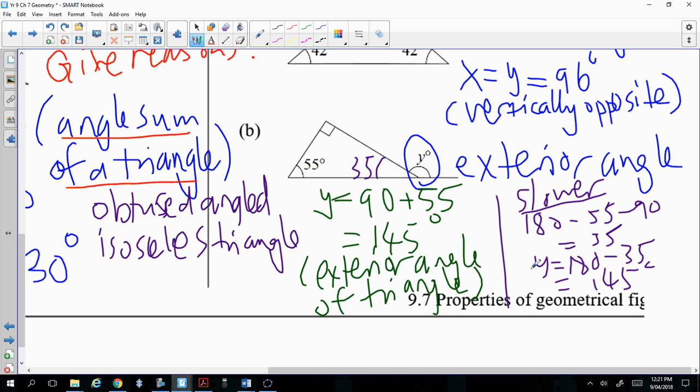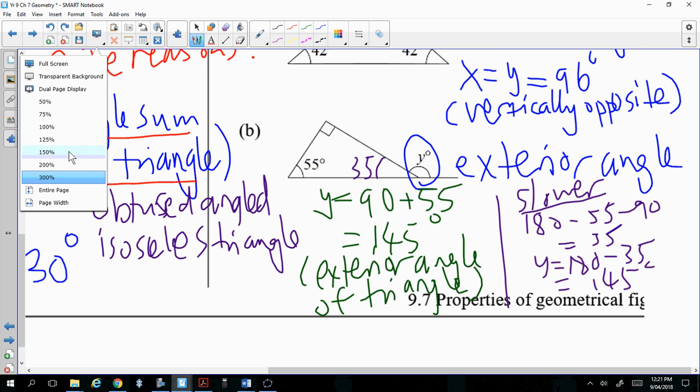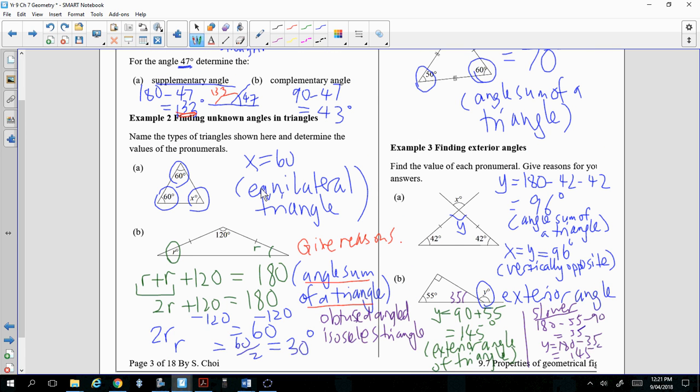So that's called the exterior angle theorem. It's very useful. All right. If there's no question, you can start the work from the textbook. Thank you very much.